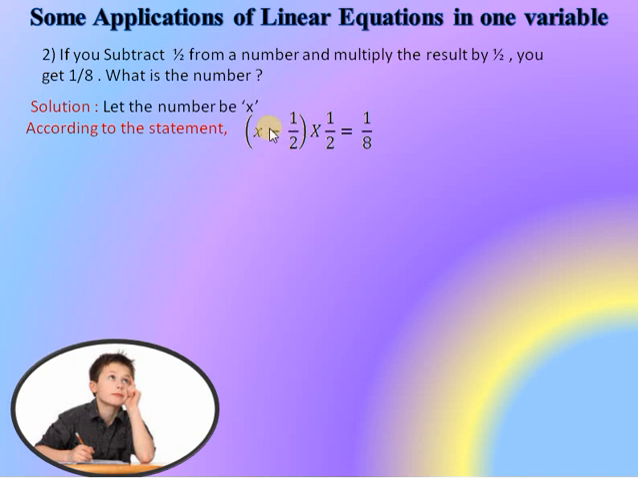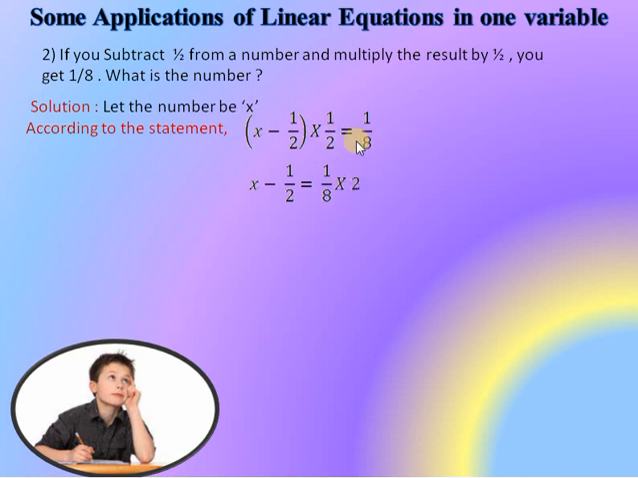If we subtract 1 by 2 from the number x, we get x minus 1 by 2, and that is multiplied by 1 by 2 again: (x minus 1 by 2) into 1 by 2. The result is 1 by 8. We have to write the statement as an equation here. So transpose this 2 towards your right hand side. That becomes x minus 1 by 2 is equal to 1 by 8 into 2.